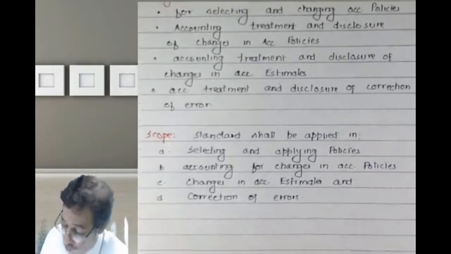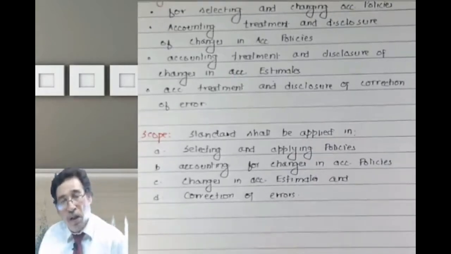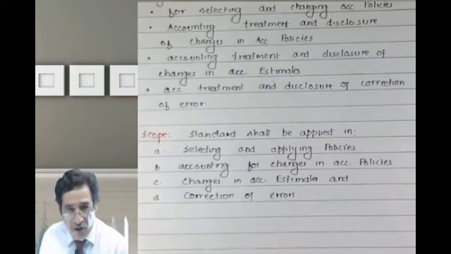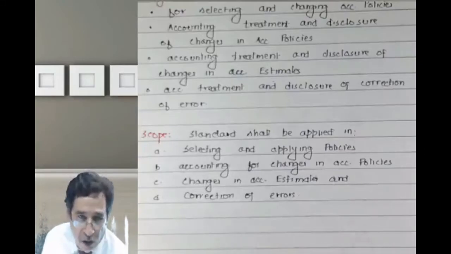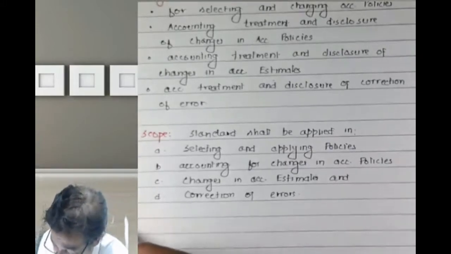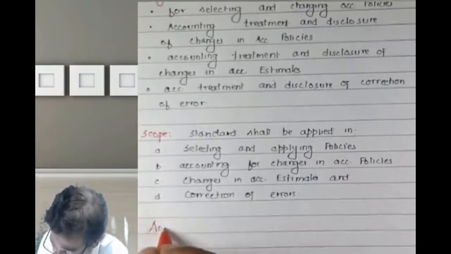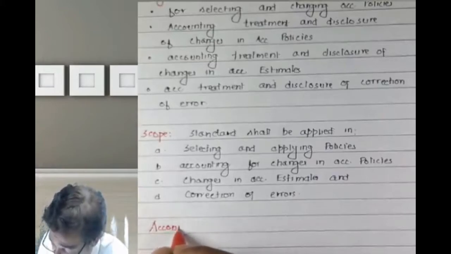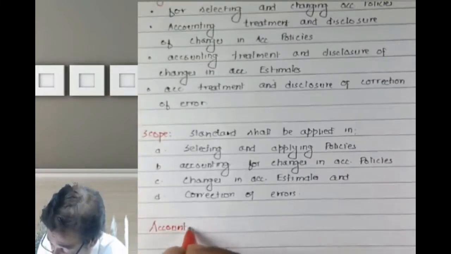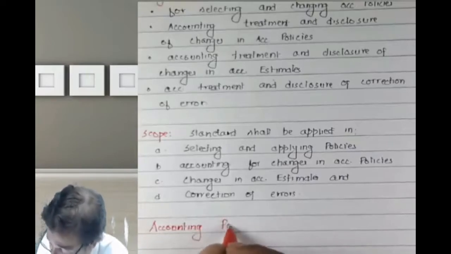Now we come to the important part, that means now we are beginning this particular standard. Right now we have come to the conclusion that this particular standard has got three main facets. One, accounting policy, second one, estimates, and third one is errors, isn't it? So first we begin with accounting policies. Now accounting policies, if you remember, you also studied under Ind AS 1.